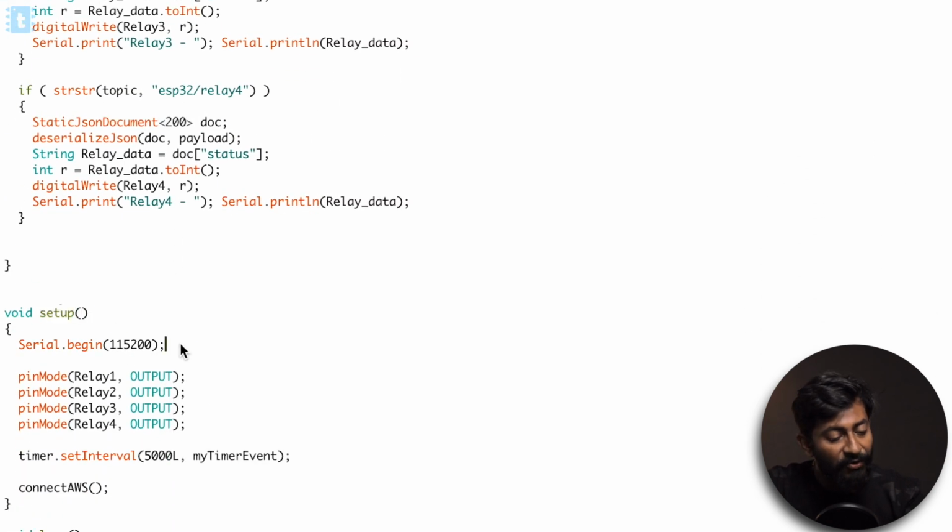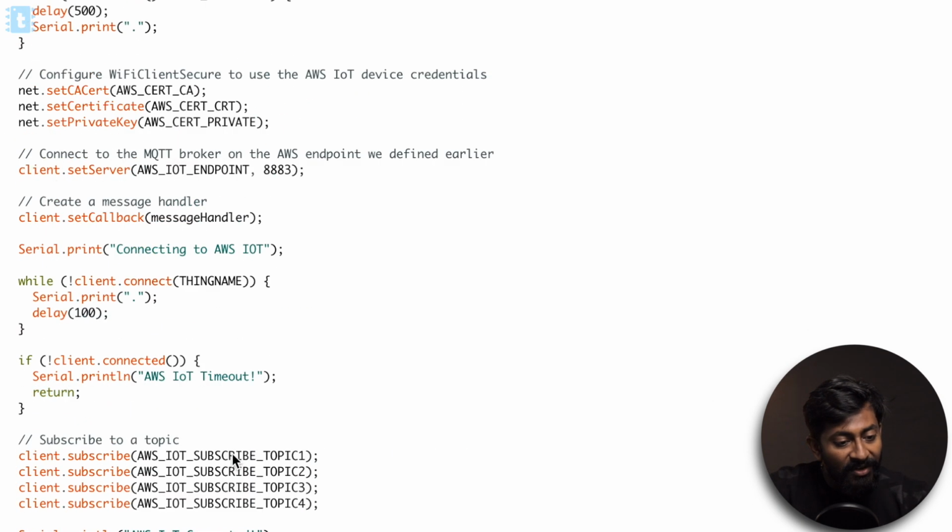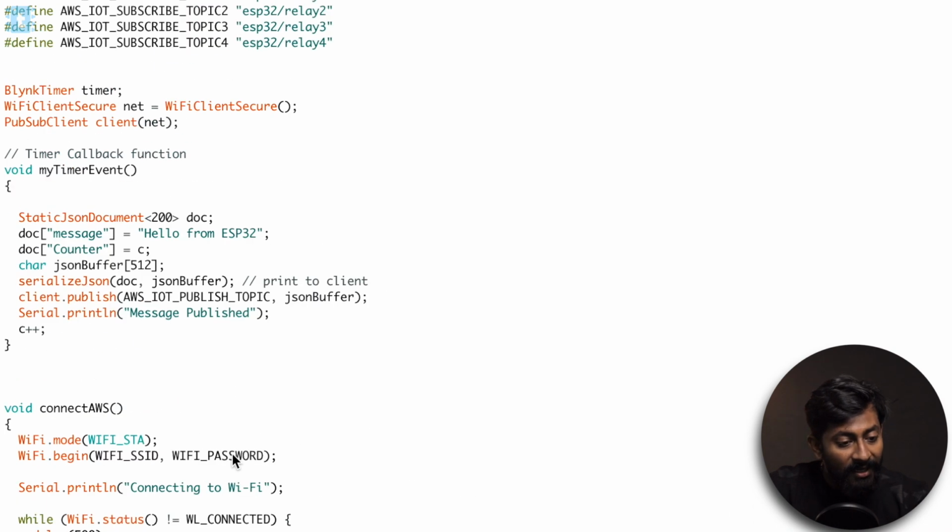After that, let us start with the setup part of the project. Here's the setup part. We are beginning the serial communication, making the relays outputs, and initializing the timer with an interval of 5000 milliseconds, that is 5 seconds. Every 5 seconds it will call this my timer event function. Let's go to the my timer event function and see what we are doing in it.